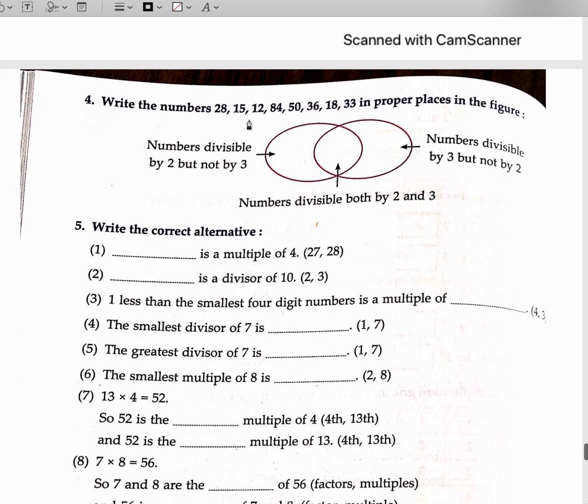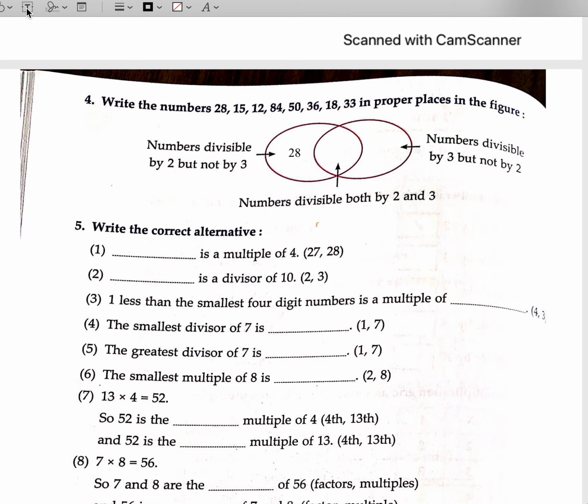Write the numbers 28, 15, 12, 84 and so on in the proper places on the finger. So here we will write the numbers divisible by 2 but not by 3. Here both. Here only 3 and not 2. So let's start with 28. Is it divisible by 2? Yes. Is it divisible by 3? No. So we'll write 28 over here.